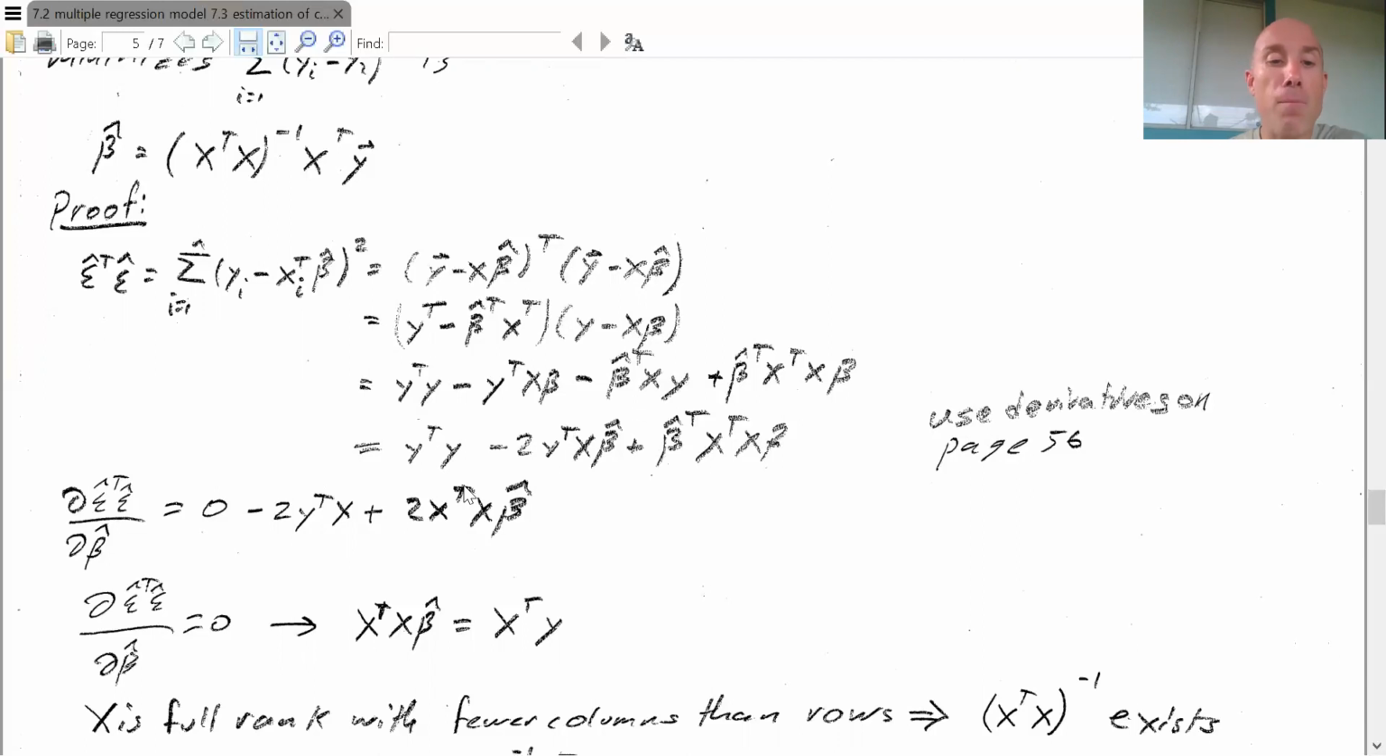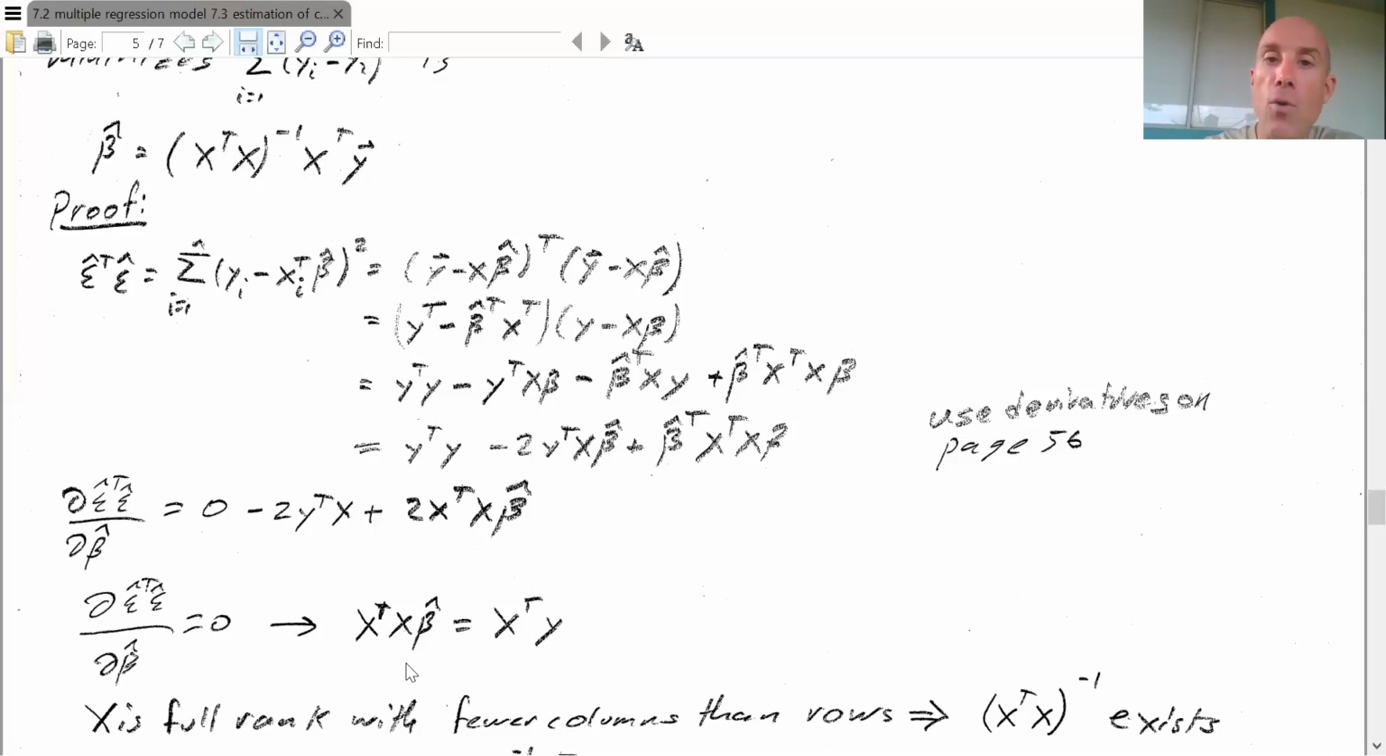All right, so I'm going to set this equal to 0. So I know that this y transpose x has to be equal to x transpose x beta hat. Boom, I've got this. Okay, so now we know this to be true. Now, this equation is true regardless of whether we have full rank or not, by the way.